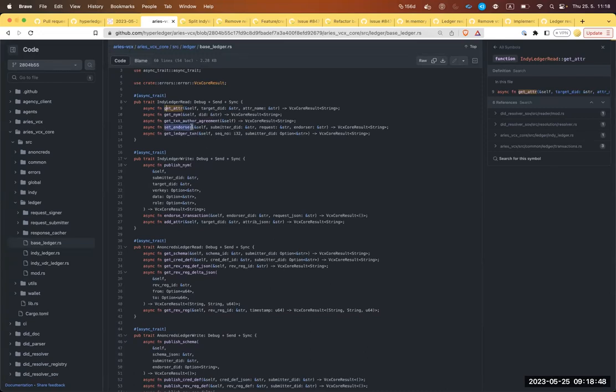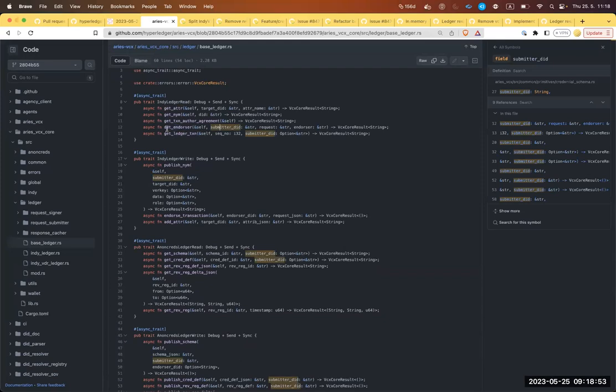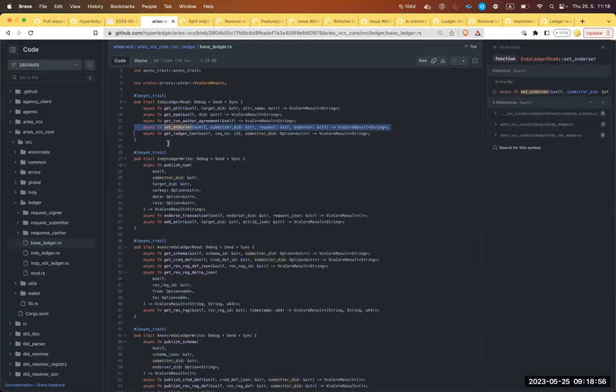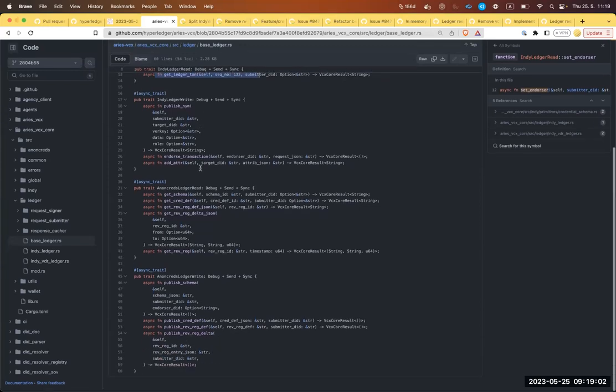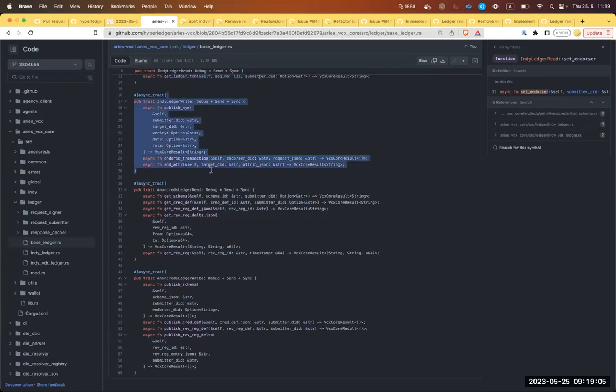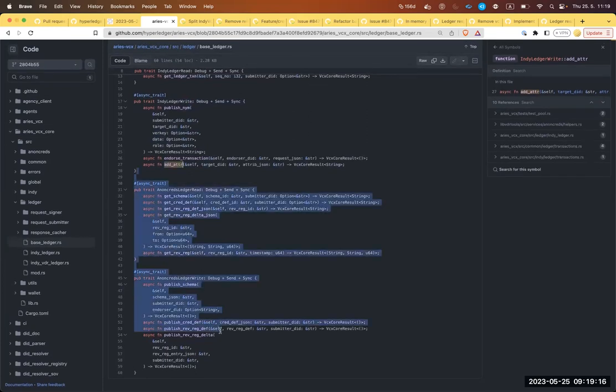Set endorser, I think this was fixed. This was somehow taken out or adjusted in the subsequent PRs. This is not really read, but I think that was fixed. And getting transaction by sequence number. In the Indy specific write, it's writing the NYM, aka writing the ID, and writing attribute. And then the AnonCreds is pretty straightforward. I guess these things will need some thinking.